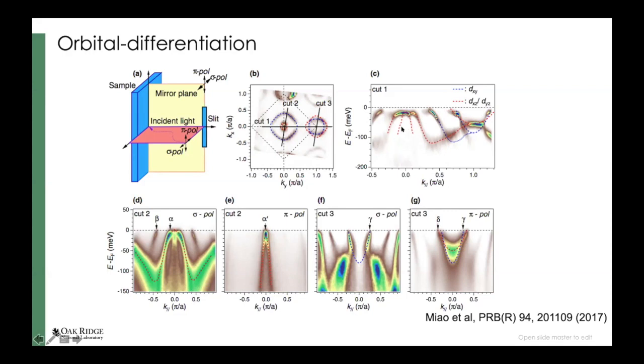at the gamma point, the two, which we call alpha and alpha prime hole pockets, have primarily XZ and YZ orbital. The larger hole band has the dominant DXY orbital. On the electron side, you have the inner pocket primarily has DXY orbital character, while the outer one, which we call the delta band, has primarily DXZ and DYZ orbital characters.